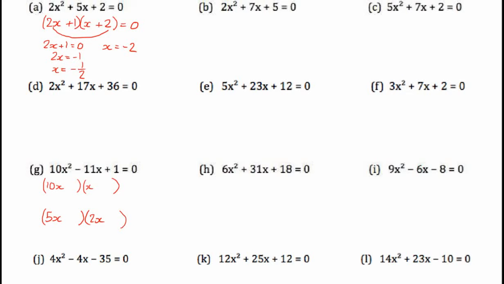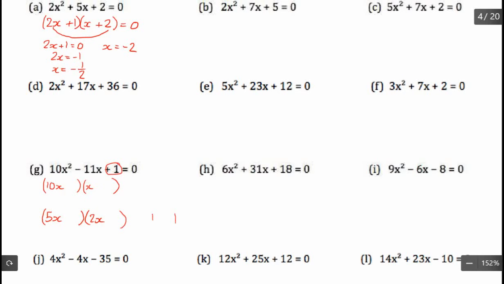I'm trying to make +1 by timesing some numbers together, and there's only one way to do that, 1 times 1. But I'm trying to add to get 11x. Now if I times one of those by 5 and one of them by 2, the most I can possibly get is 7, or -7 if they were both negative. So it's not going to be this one. It's got to be the one above.